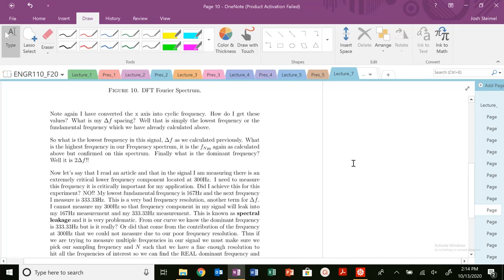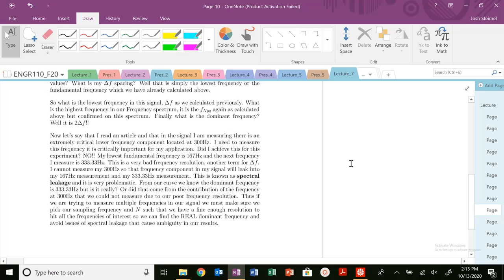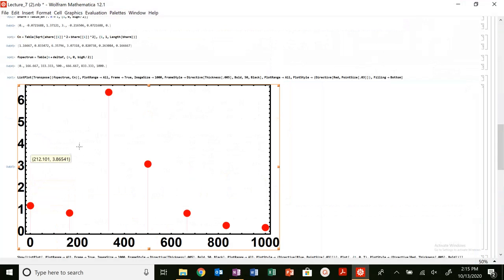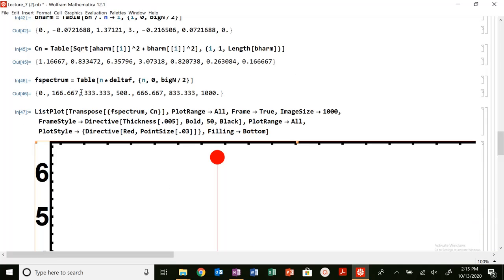Next time we're going to look into this concept of spectral leakage and think about it from an engineering perspective. On our frequency spectrum here, we can only see frequencies in intervals of 166.7. What if I have a signal that's 200 hertz? Am I sampling this? Am I getting any intuition about the magnitude of how that frequency is going to contribute to my signal? No, it's being completely missed.